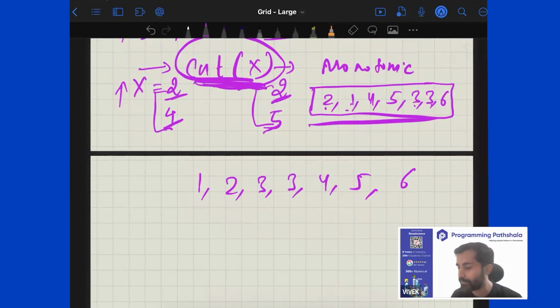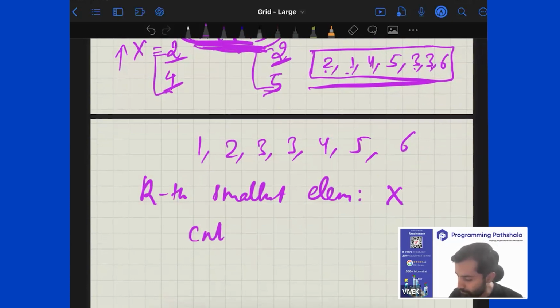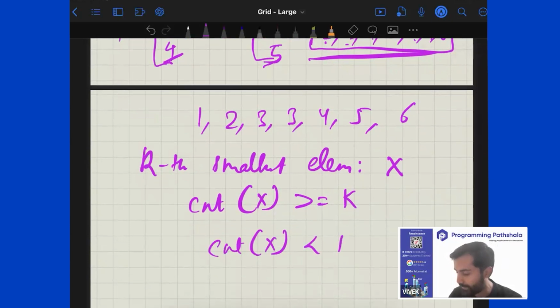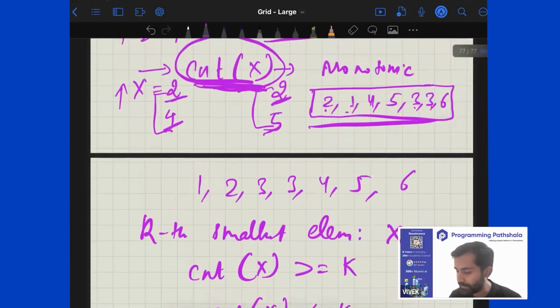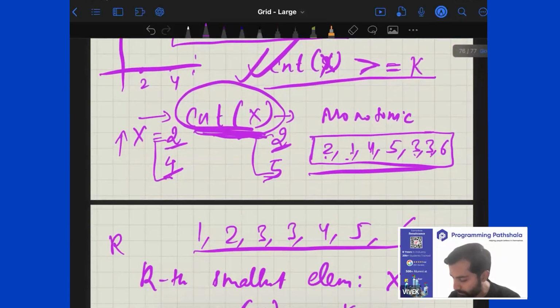Okay. Now what we ended up realizing was that if something is our kth smallest element, let's call that something x, then count of x is guaranteed to be greater than or equal to k, right? Now, let me ask you the reverse question. Let's say you got a value of x for which count of x was smaller than k. Let's look at this case itself. Let's say k is equal to 5. So 0, 1, 2, 3, 4. Your fifth smallest element over here is 4.